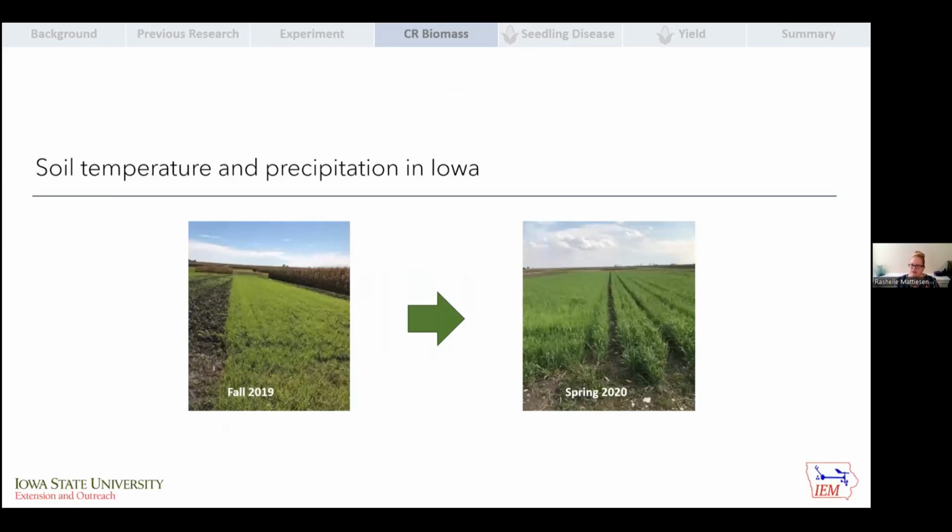So one thing I wanted to hint on, though, to kind of explain: in Iowa, there was a general trend of reduced biomass accumulation over the 3 years of the study. And so I wanted to look at soil temperature and precipitation in Iowa. We all know that planting the cover crop as early as we can in the fall will provide a good establishment and therefore a good accumulation of biomass in the spring for when we want to terminate.